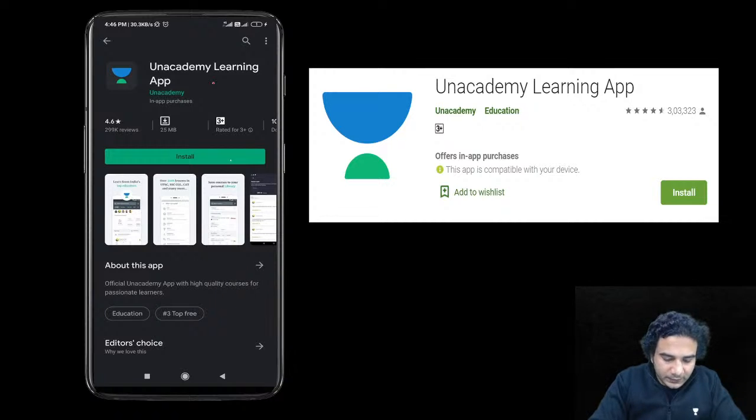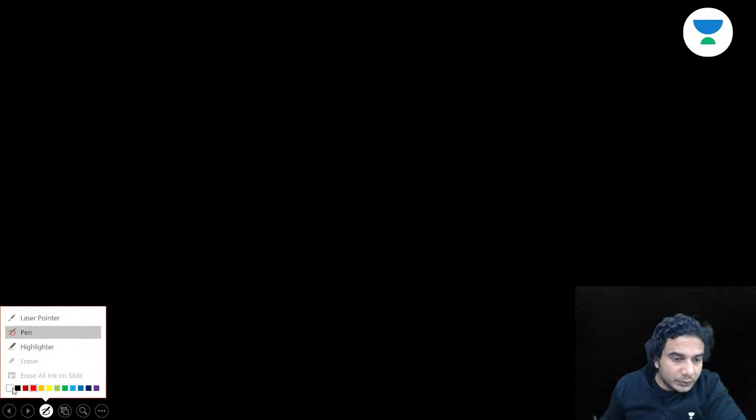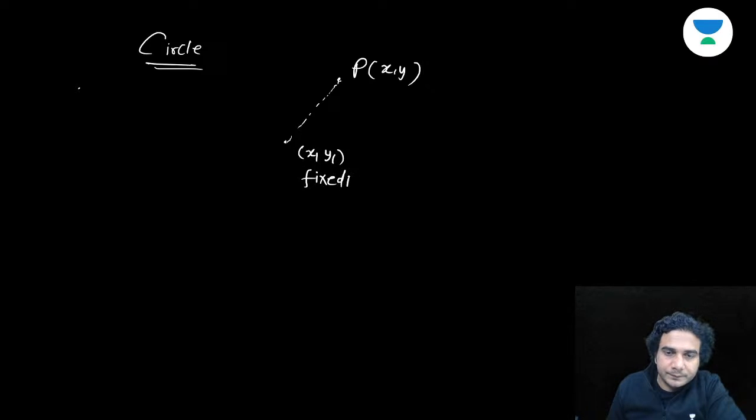All right, so let's begin circle. I'm starting from basics, okay? First, let's do the standard circle, or maybe a general circle. P is a moving point, and it is moving such that its distance from a fixed point, say this is x1 y1, okay, this is the fixed point, is always constant, and that constant is say R or A, whatever you want to take.